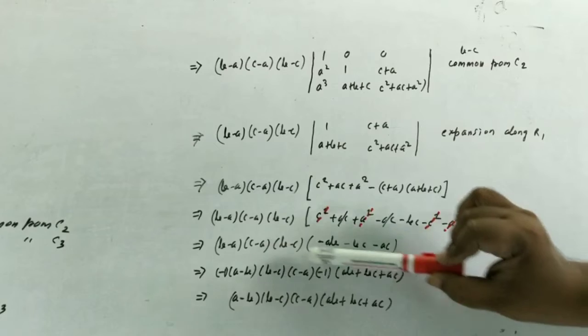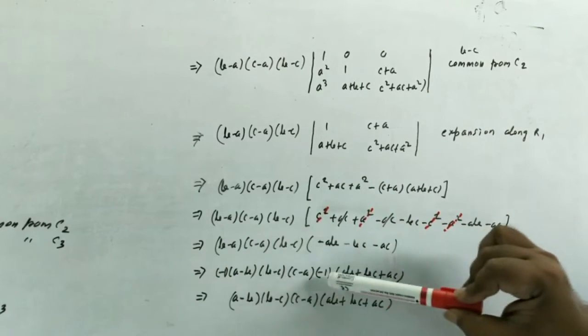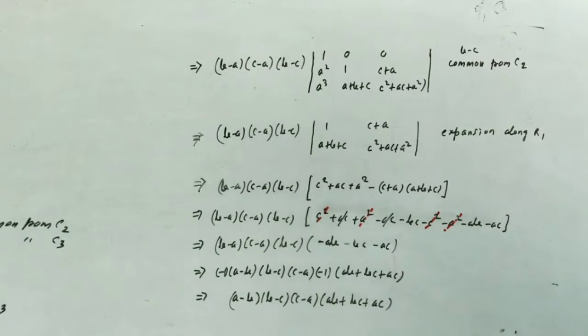Minus common here. B minus A I'll convert to A minus B, taking minus common. Minus into minus is plus. So this is the proof, final proof.